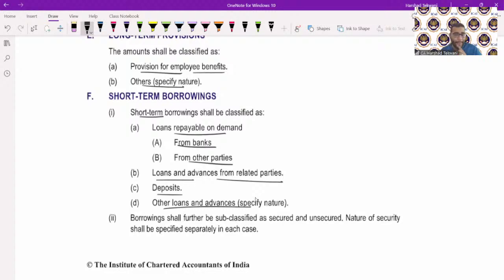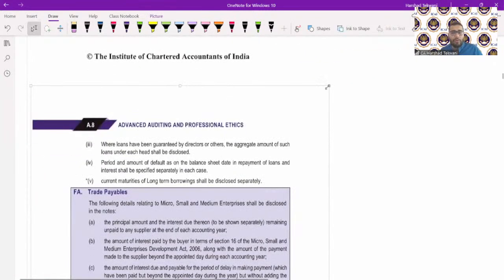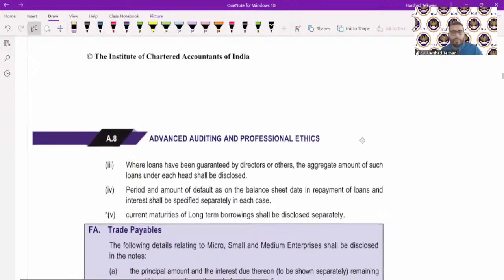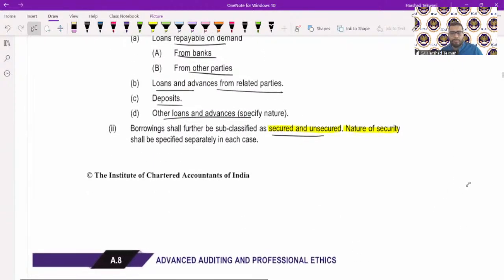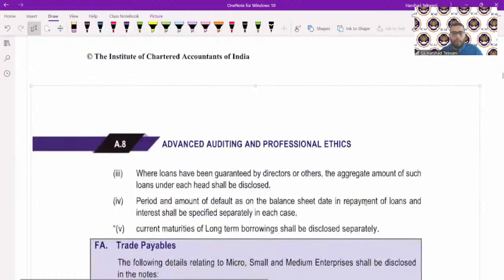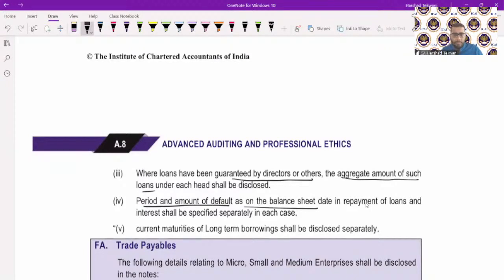Also, again, these are required to be classified between secured and unsecured. For each and every loan, you need to classify secured and unsecured, and the nature of security that has been given. Another thing you are required to disclose over here in short-term borrowings is, same, whether the loans have been guaranteed by directors or others, and the aggregate amount of such loans, and the period of default on the balance sheet date.